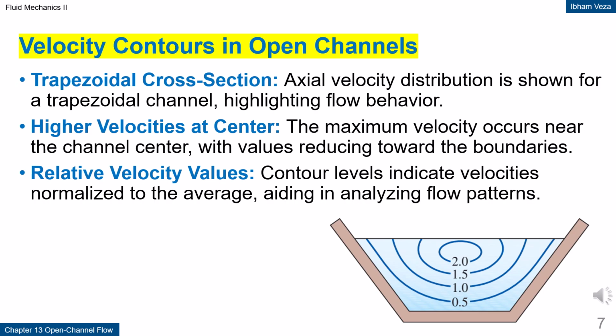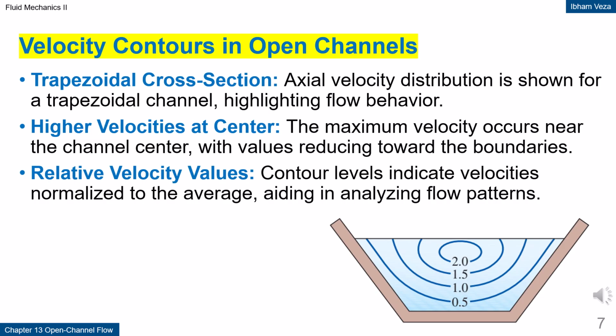Velocity contours in open channels. The velocity contours show that the velocity distribution is not uniform across the channel cross-section. The maximum velocity occurs near the center and decreases toward the walls and the bottom.